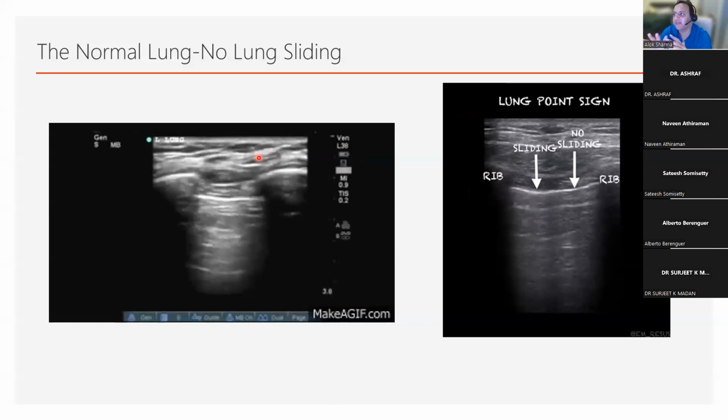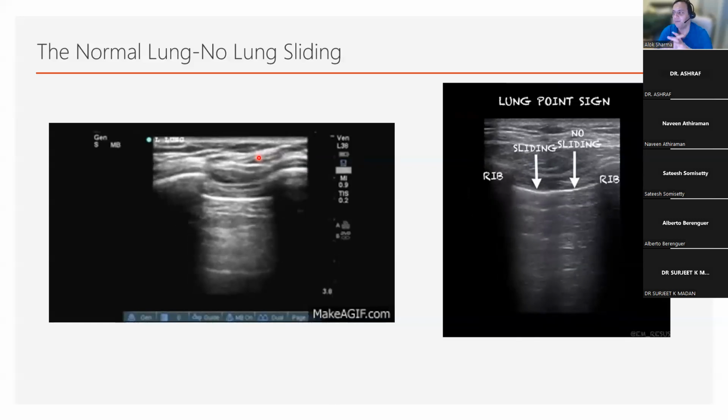Severe RDS with severe atelectasis, yes, you might not be able to see lung sliding because the pleural margin may not be visible. Pleural fluid. Pleural effusion, very good. So with a pleural effusion, the visceral and parietal pleura will have fluid in between, so you can't see sliding at all. You'll see a dark hypoechoic area. What else? Pleural adhesion.